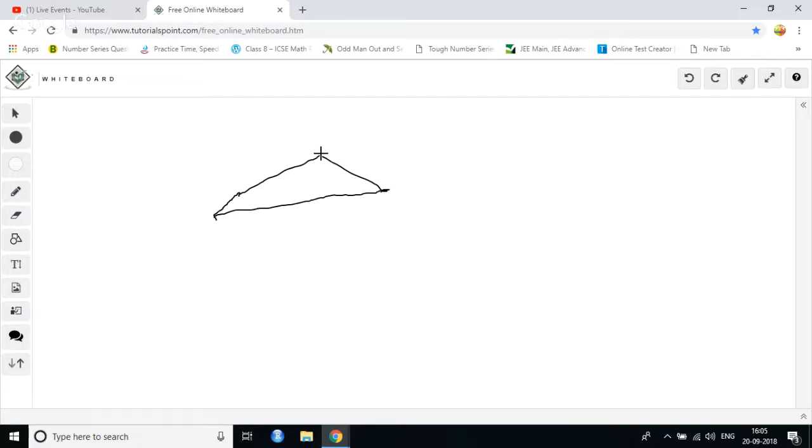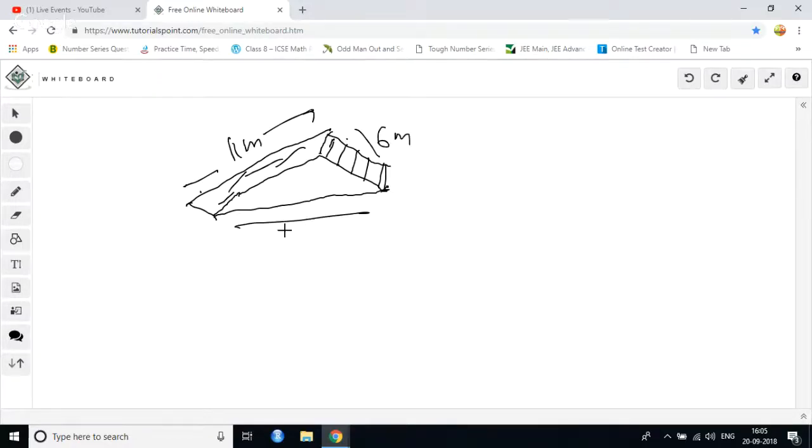It is something like this. Then you have a wall here. There is a wall here like this. And you again have a wall here, which goes and matches with this. So you again have a wall here. And this complete length is 11 meters. This complete length is 6 meters. And this is 15 meters.